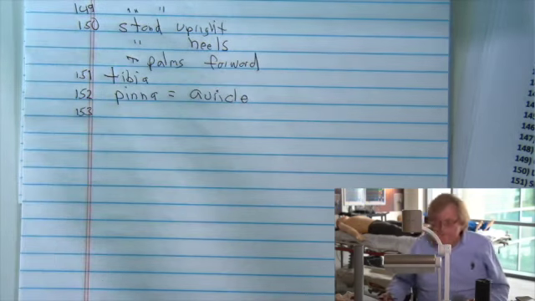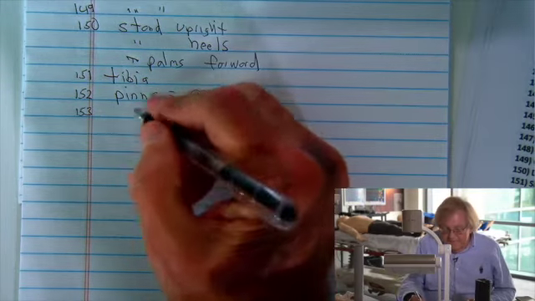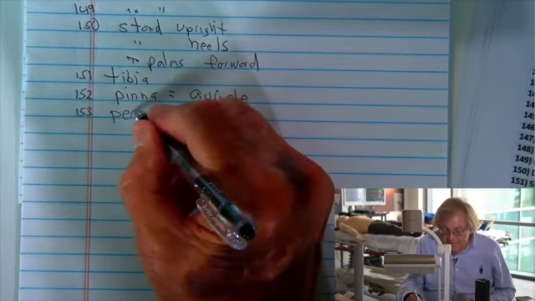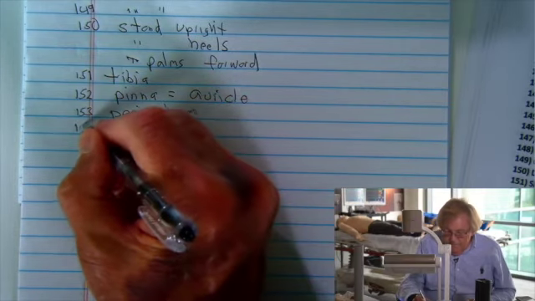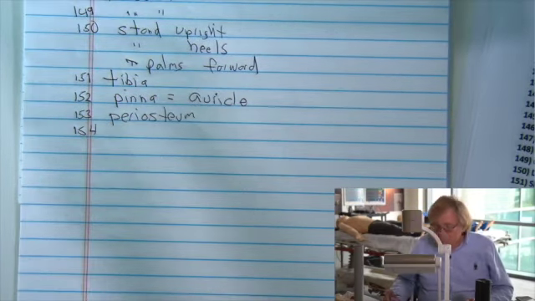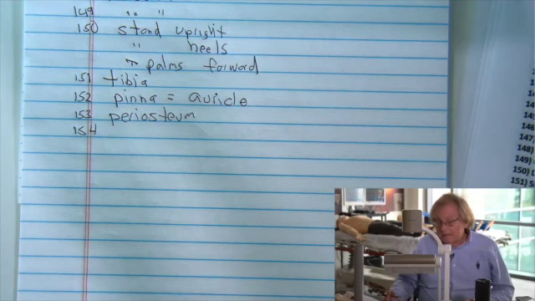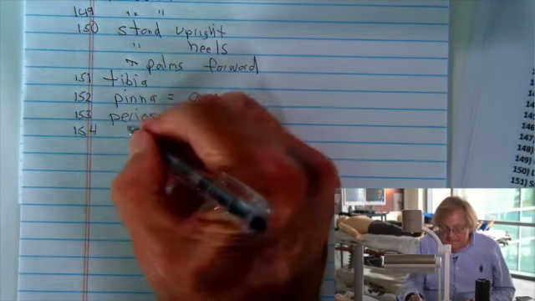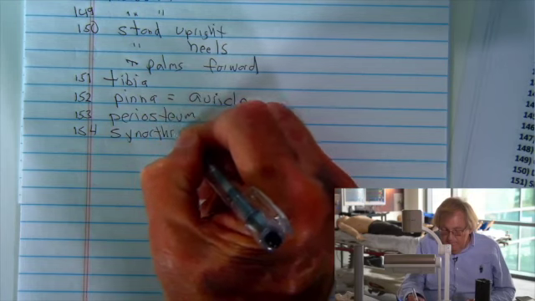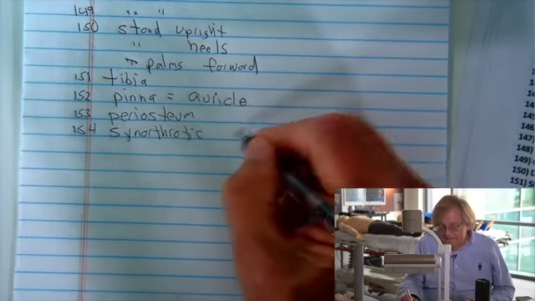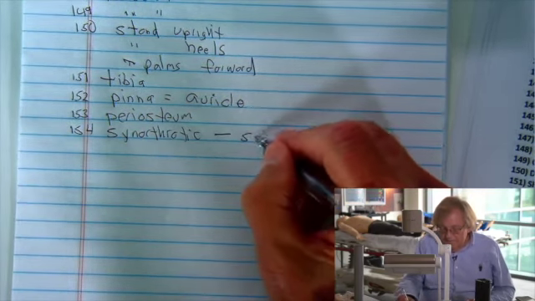153 covers the diaphysis. Remember, the diaphysis is covered by the periosteum. 154, immovable. We're talking about an immovable joint. That's going to be synarthrotic. Remember, I think the best example is going to be a suture.